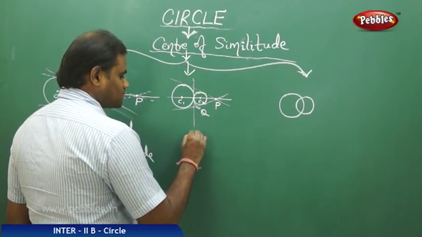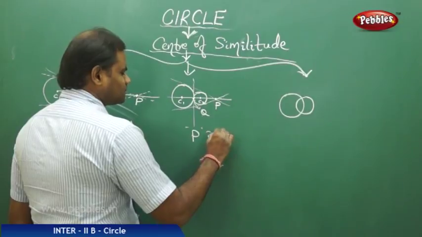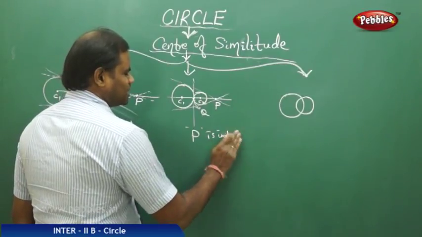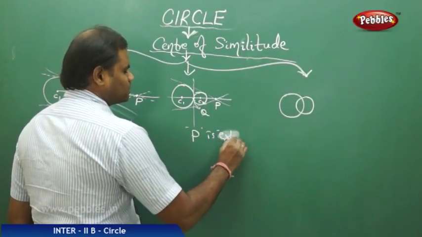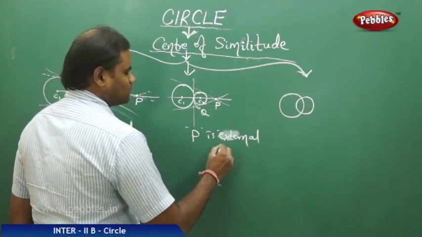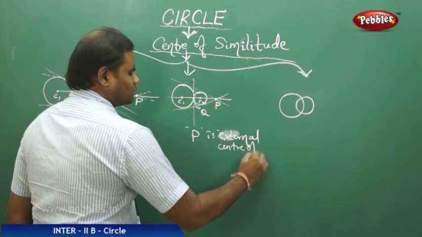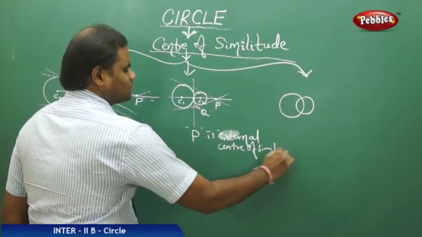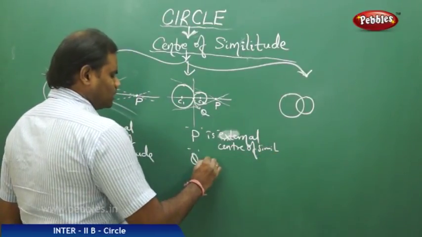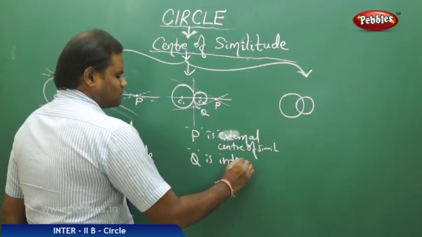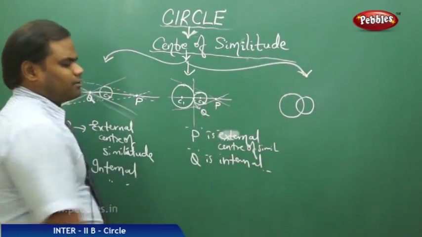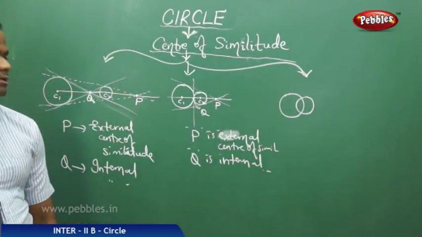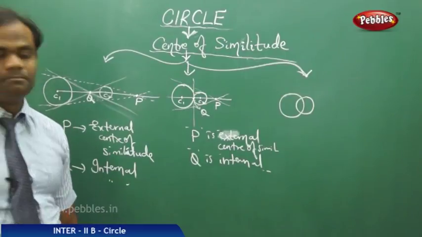So in this case, P is the external center of similitude and Q is the internal center of similitude, as we can see in the case here.